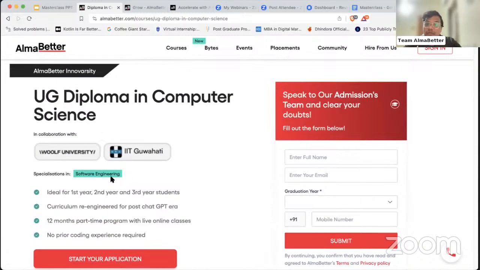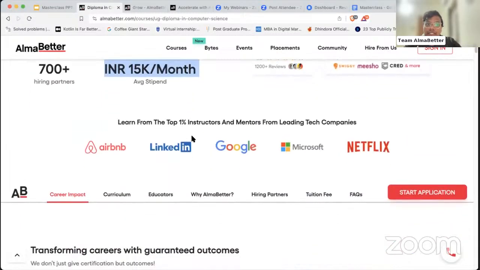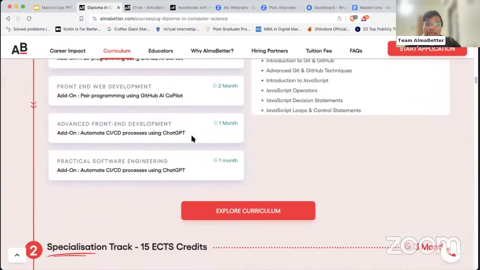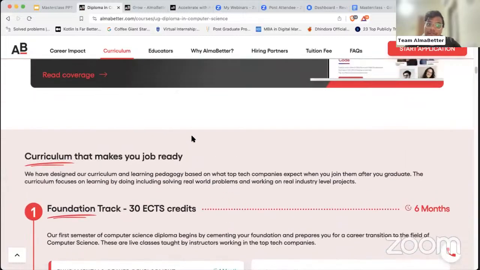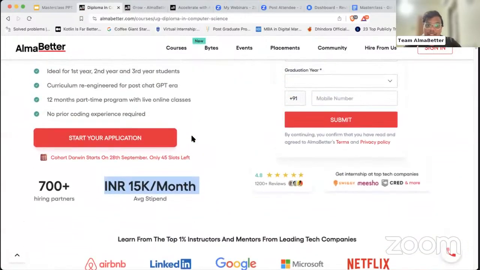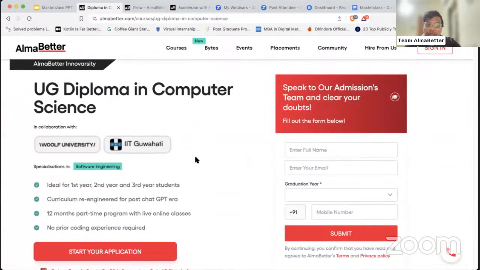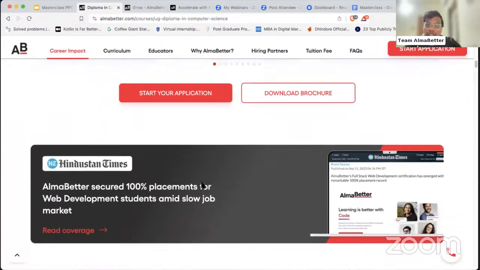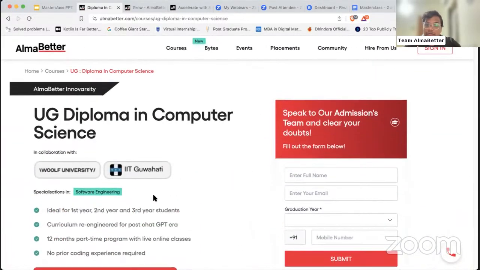So after this, once you complete your graduation, you can apply for full-time roles also. You can apply for freelancing roles after this course, UG Diploma in Computer Science. This will be best suitable for you, Lavanya.